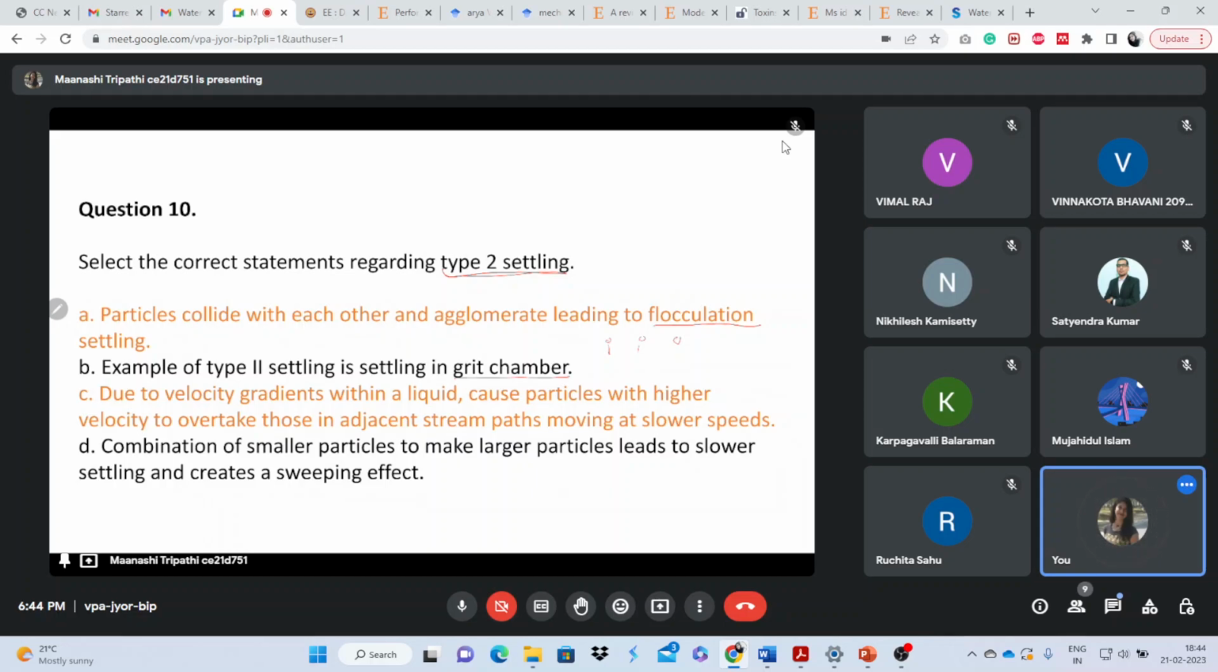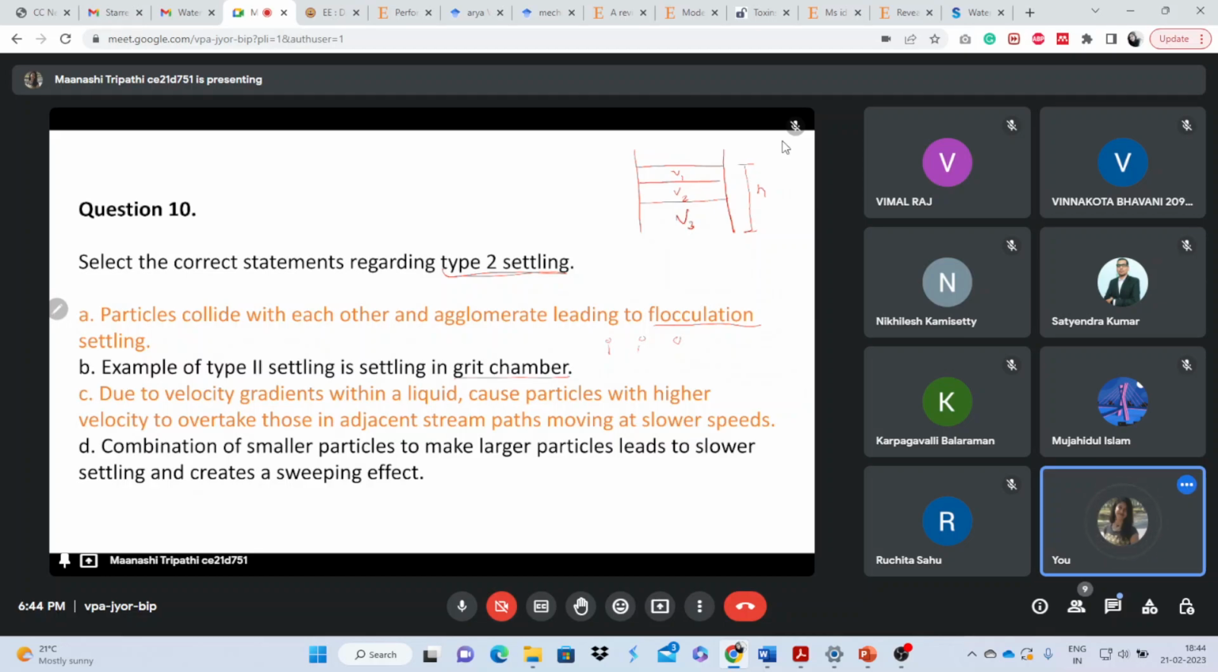Option C is: due to velocity gradient within a liquid, particles with higher velocity overtake those in an adjacent stream path moving at lower speed. So yes, what is velocity gradient? Velocity gradient means that in a tank, different layers will have different velocities. For example, this is height h, this layer will have velocity v1, this layer will have v2, and this will have v3. This is what happens in a velocity gradient.